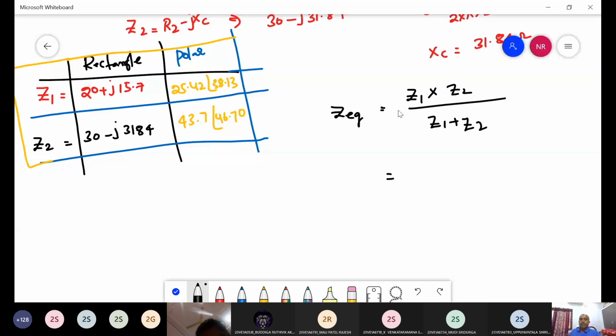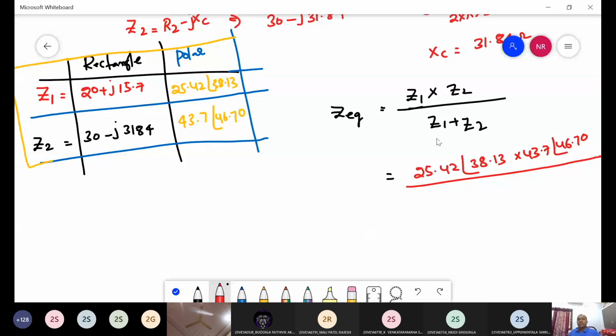So here in the numerator we have Z1 into Z2. We are multiplying, so when it is multiplication, it should be in which form? Polar form. So that is 25.42 angle 38.13 into 43.7 angle 46.70. Then coming to the denominator, Z1 plus Z2: here we are adding, so in which form should it be? Since we are adding, rectangular form.